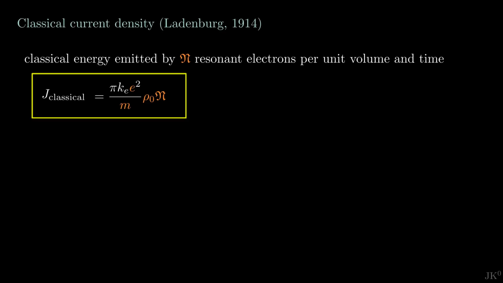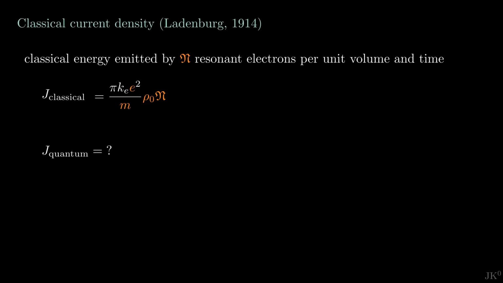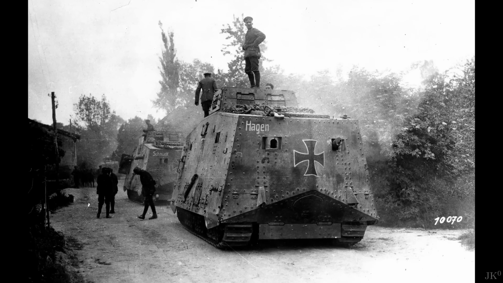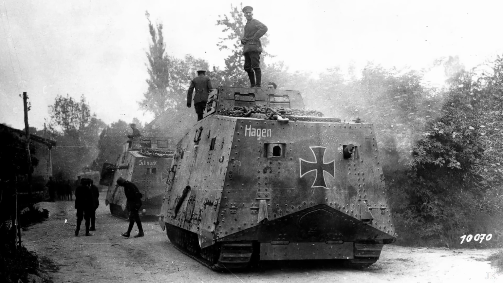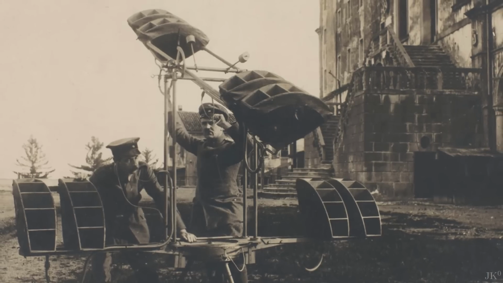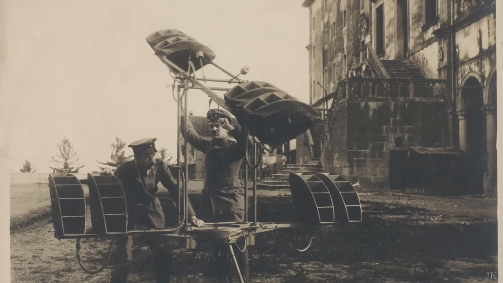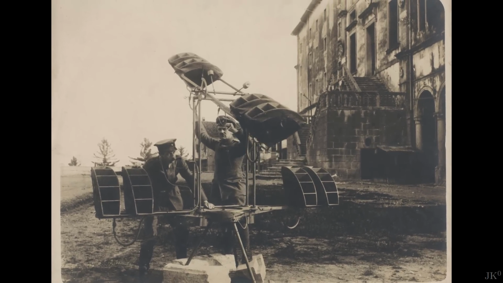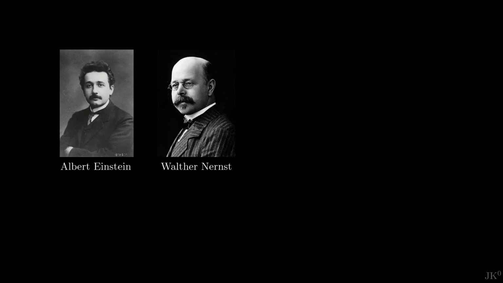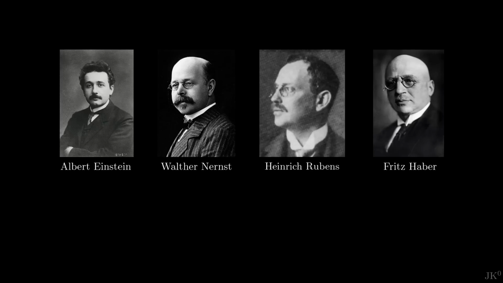His plan was to calculate an equivalent quantum current density to finally resolve the mystery of the quantum meaning of the n dispersion electrons. However, he didn't know how to do it, and World War I interrupted his work. Ladenburg was sent to the front, but soon relocated to a unit in Berlin, researching methods for determining the location of enemy artillery. In Berlin, he found an active physics community, including Einstein, Walter Nernst, Heinrich Rubens, and Fritz Haber.